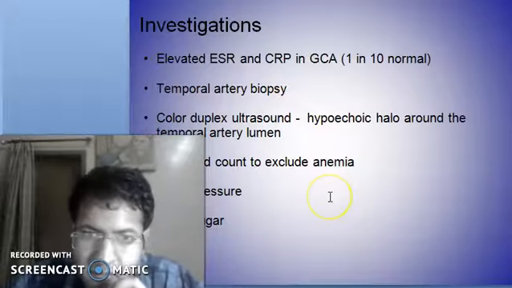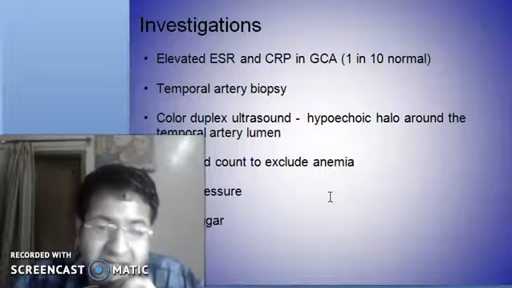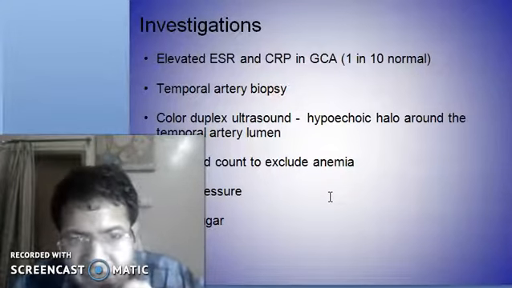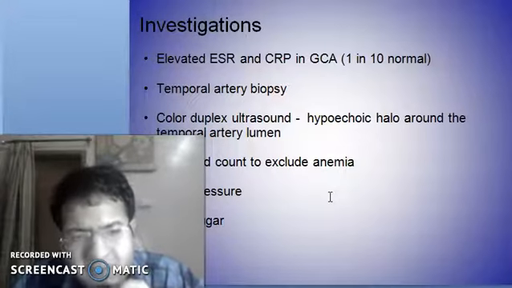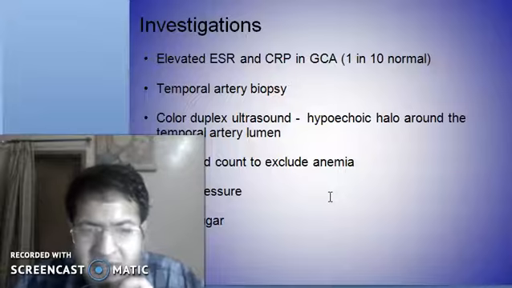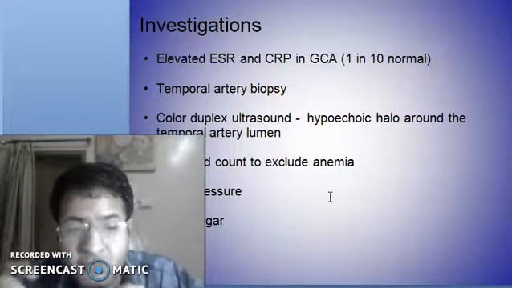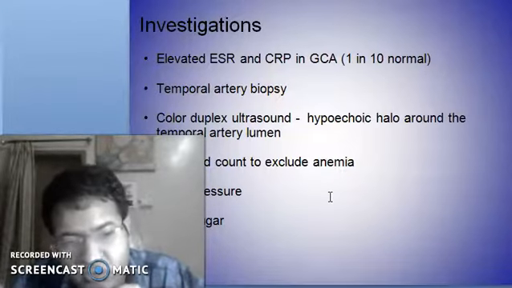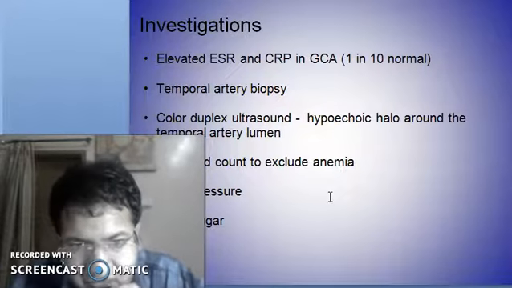Okay. What are the various investigations in the cases of giant cell arteritis? There is elevated ESR and CRP, and for confirmation of the diagnosis, we have to do the temporal artery biopsy. It has to be repeated even if the biopsy comes negative, if the suspicion is there. And the most important point is that treatment has to be started on the initial day of the suspicion, and we don't have to wait for the temporal artery biopsy report to come and then start steroids.